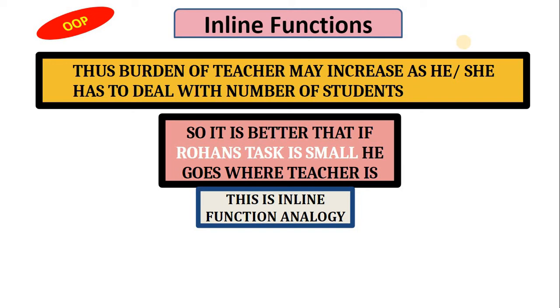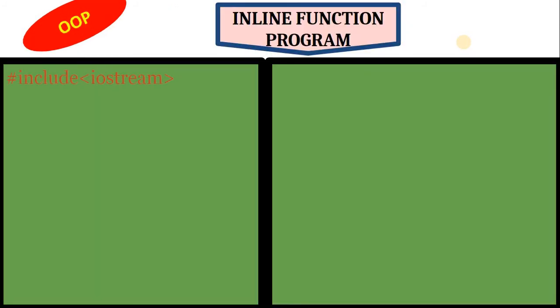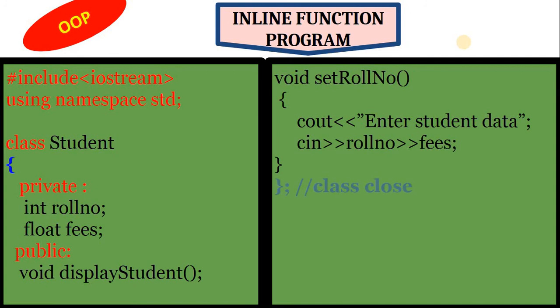That is the analogy. So here when the inline function is called, the whole code of the inline function gets inserted or substituted at the point of the inline function call. So this reduces much more time and the execution becomes faster. That is why the inline function can be seen in the form of a program. You have a similar program which we have seen. We write roll number, display student, set roll number.